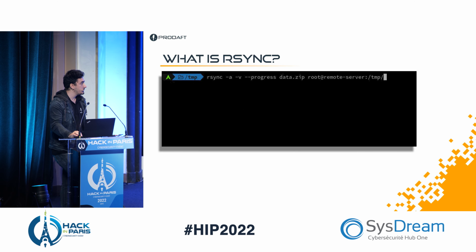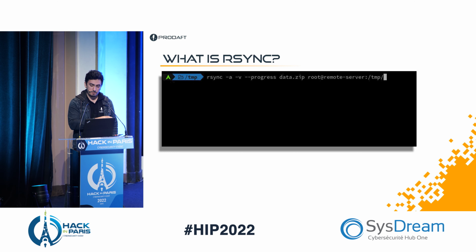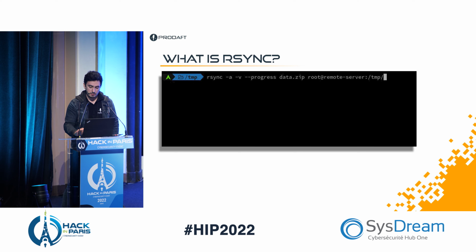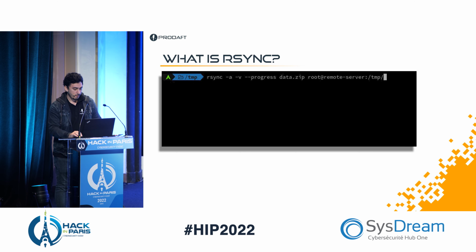And this is how you use Rsync. You just pass a couple of parameters. It expects at least two path arguments, a source destination and the target destination. Then it simply copies the files.